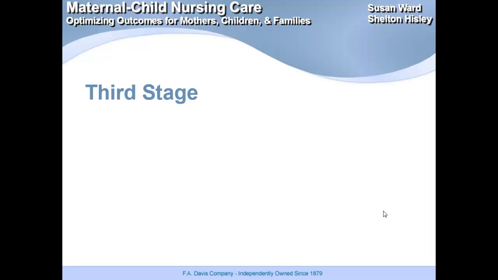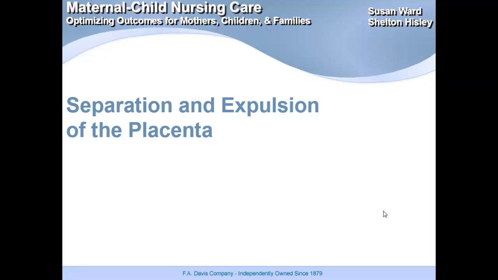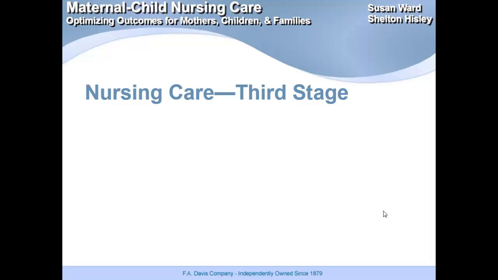So that 3rd stage, you're going to get that gush of blood. You're going to see that gush of blood from the vagina, and the lengthening and protrusion of the cord. So nursing care, you want to observe for signs that the placenta has separated. So the woman might need to push to get that placenta delivered.